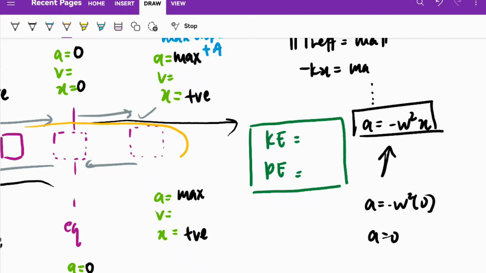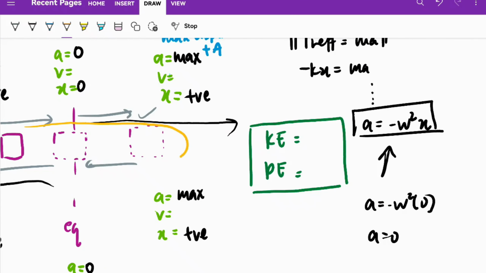Now, what about your equilibrium? Will your velocity be 0 as well, or will it be maximum? Your velocity will actually be maximum. Now, I'll explain this in terms of energy a bit, because I believe it's an easier way to understand this.